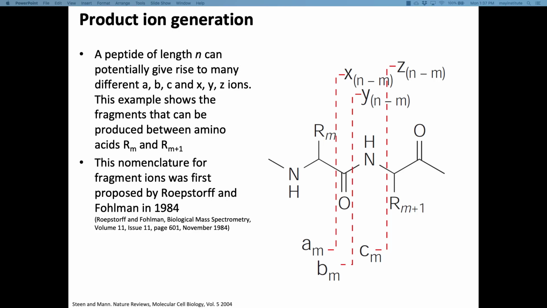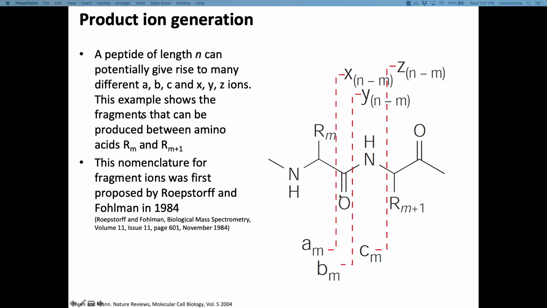That's where these famous B and Y ions come from. That's a nomenclature that was proposed by Roepstorff and Fohlman in 1984. When you look at the peptide bond, these are two amino acids with their side chains Rm and Rm+1, and the carbonyl and the amide moiety of the backbone. If this bond breaks, then the right-hand side is what we call a Y ion, and the left-hand side is a B ion.